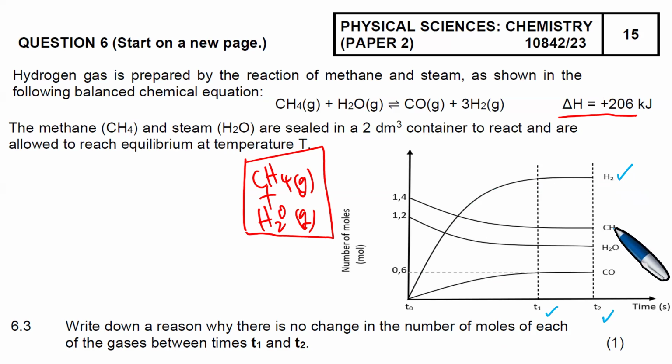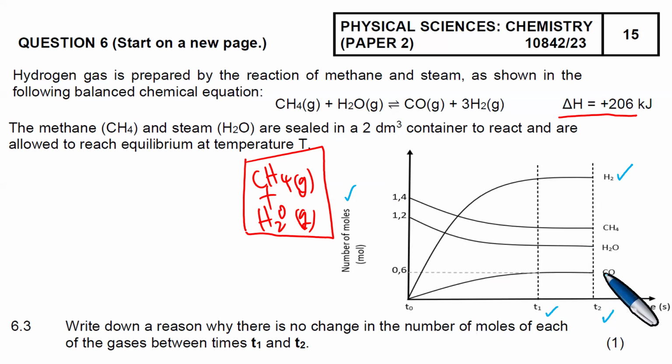The CH4 graph, which is the methane graph, begins from 1.4 on the vertical axis, the number of moles, and we're able to see a decrease in the CH4. So in other words, the number of moles of methane gas decreases. Similarly, we are able to see a decreasing graph labeled the water graph, the steam graph, H2O. It begins from 1.2 moles and it begins decreasing. It begins leveling off from time 1 to time 2.